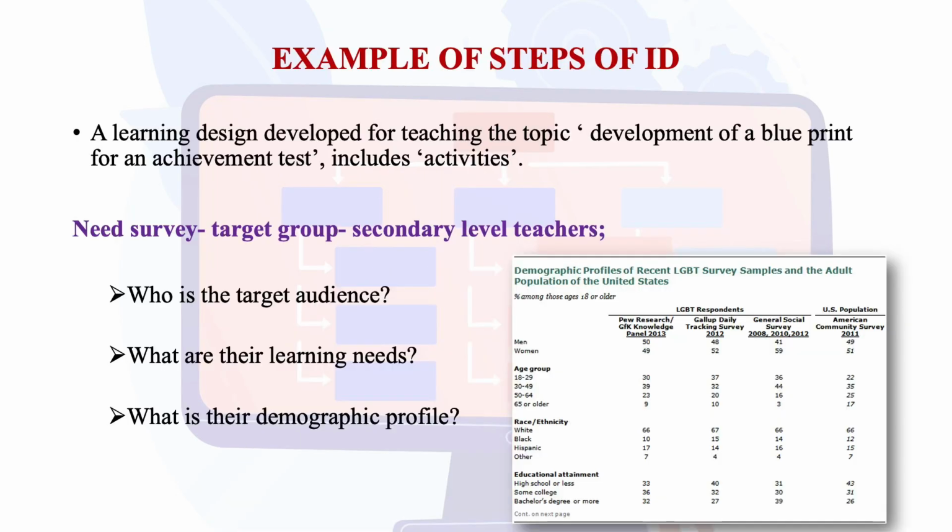And then what is their demographic profile? Are these teachers conversant in English or Hindi or in a regional language? So language is one aspect, and since they are secondary level teachers, I would come to know that they have an academic qualification of at least graduation, and I would pitch my program, the content, the difficulty level, the complexity level of my program accordingly.